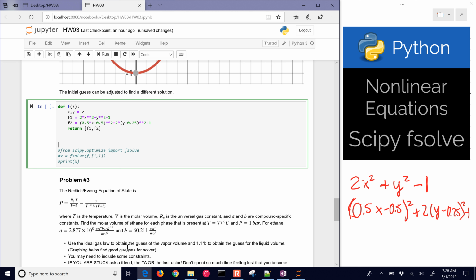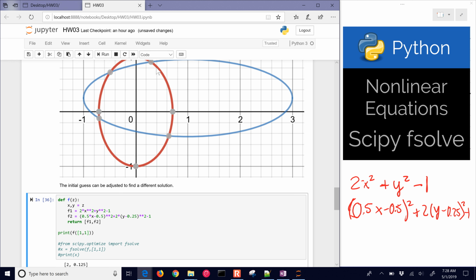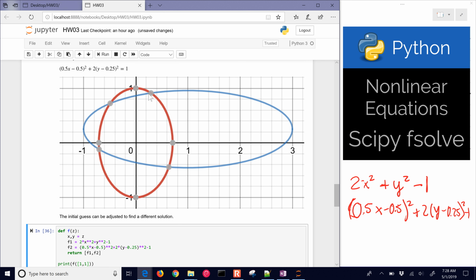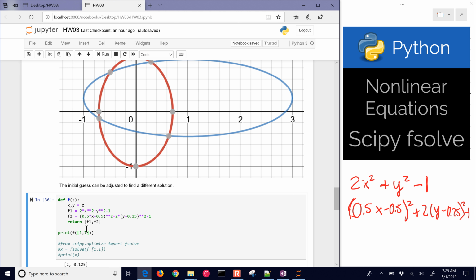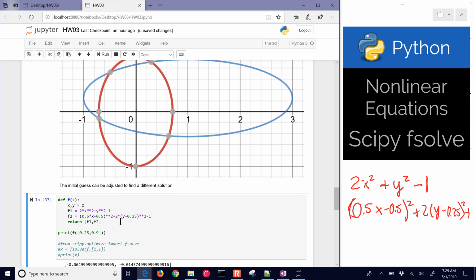Okay, and so I'm just going to print f of, and then let's test it for 1 comma 1. Okay, so I can see that those are not equal to 0, so that's not a solution. But let's see if we can get fairly close to one of these. I'm just going to use a value of x of about 0.25 and a value of y of about 0.9. Okay, and then you can see it's getting closer to 0, but it's not quite there yet.